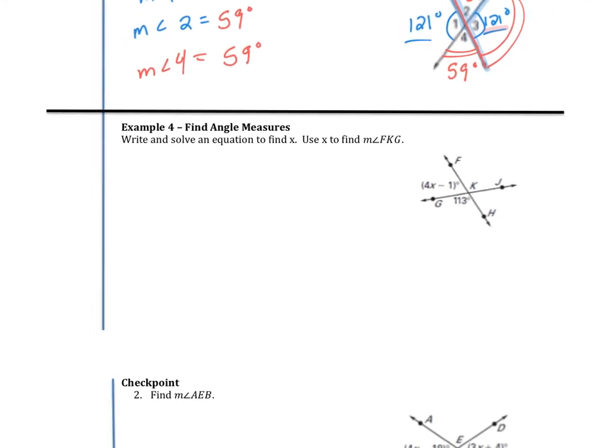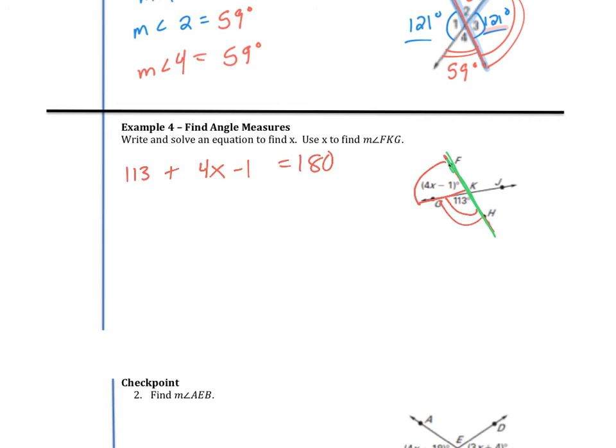So write and solve an equation to find x. We look at the picture. There are two angles that they give us measurements for. Notice that these two angles together form a line, this green line. Two angles that form a line are called a linear pair, and linear pairs are supplementary. So that means 113 plus 4x minus 1 equals 180. They add up to equal 180.